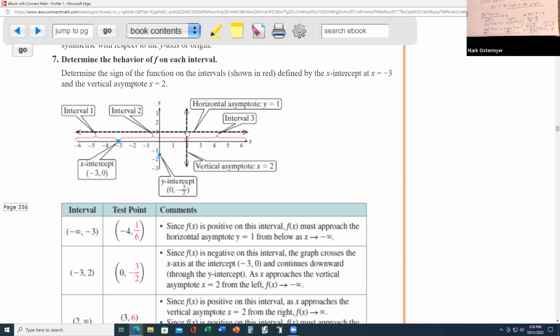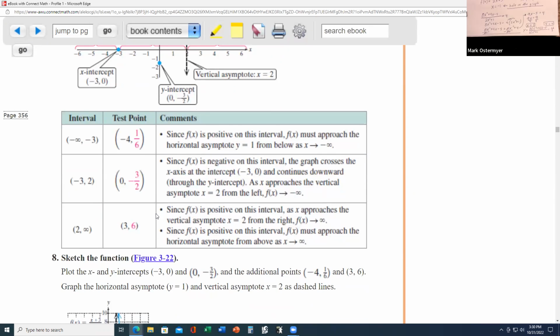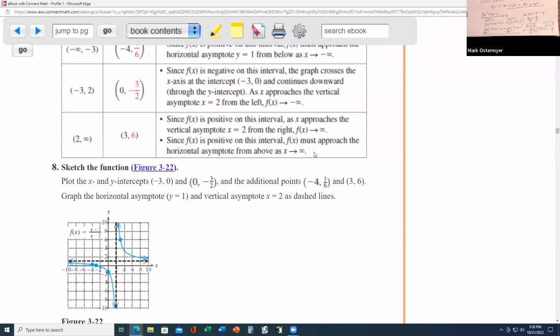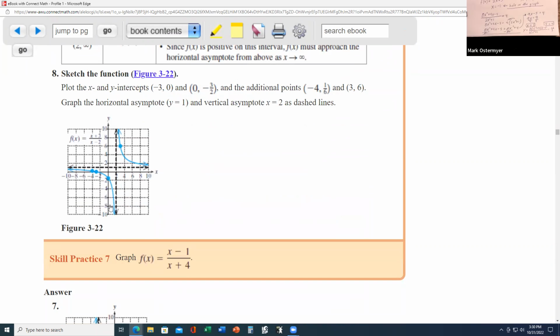Finally, as we go to the right of the vertical asymptote, how do I know my graph does not occur down in here? There's no graph down in here. Well, because remember, we plotted a point in this interval, which is (3, 6), and (3, 6) is above this horizontal asymptote. So the rightmost branch of this graph has to be above the horizontal asymptote. So as x approaches 2 from the right, the graph has to move up towards positive infinity. And as x approaches positive infinity, the graph has to dive down and approach this horizontal asymptote, never to touch or cross it. And ladies and gentlemen, based on all that analysis, we can then sketch the graph.